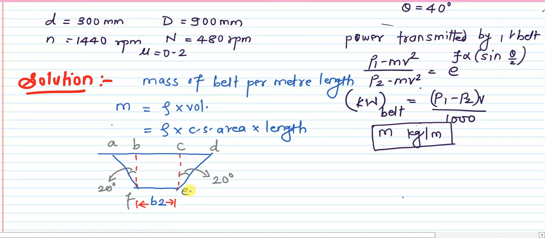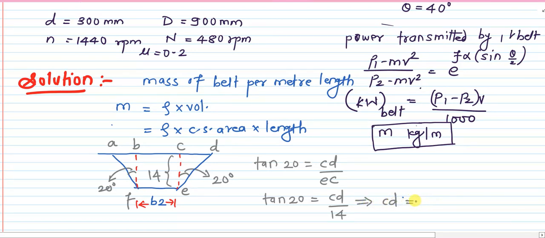Now we see that this CDE is a right angle triangle. If we take tangent of 20, it will give us tan 20 is equal to CD divided by the adjacent side, that is EC. Now we know something about this side EC. This is known to us. This is 14 units, or 14 mm to be precise. So tan of 20 is equal to CD divided by 14, which means CD is equal to 14 tan of 20.